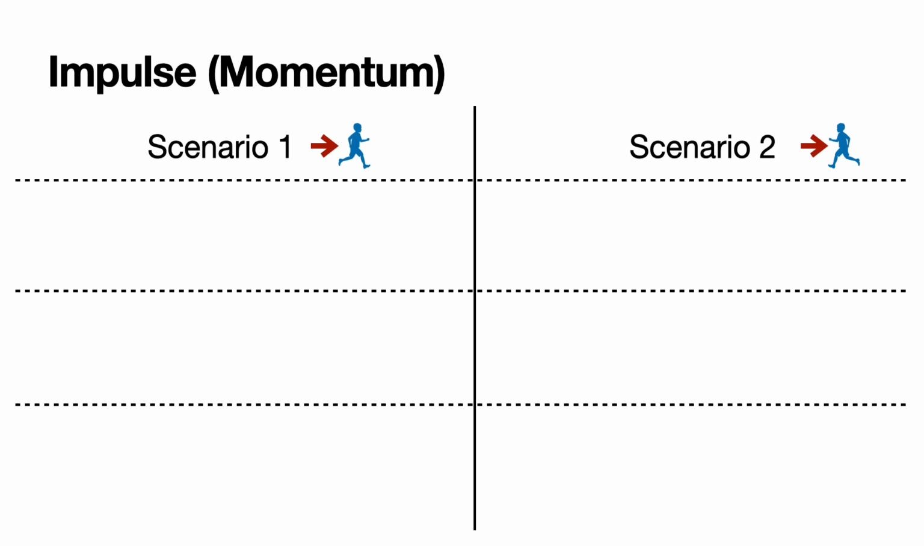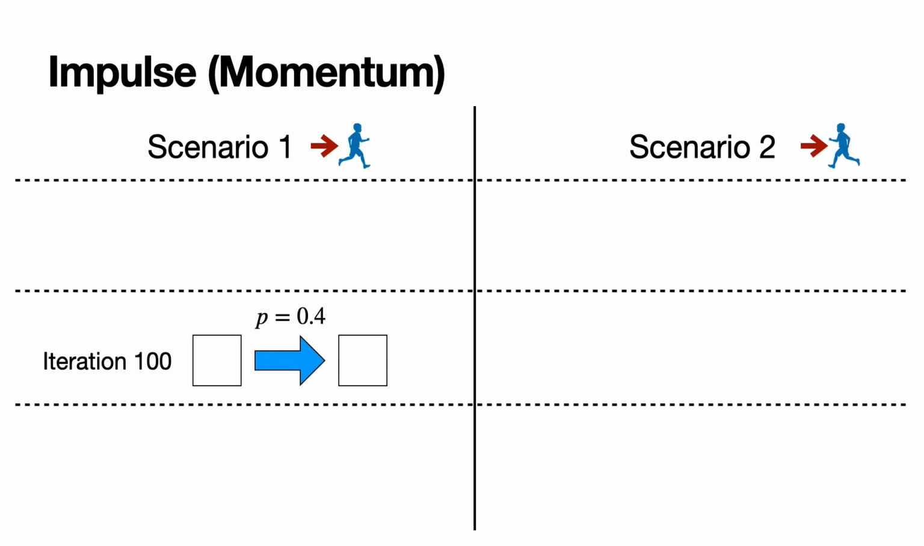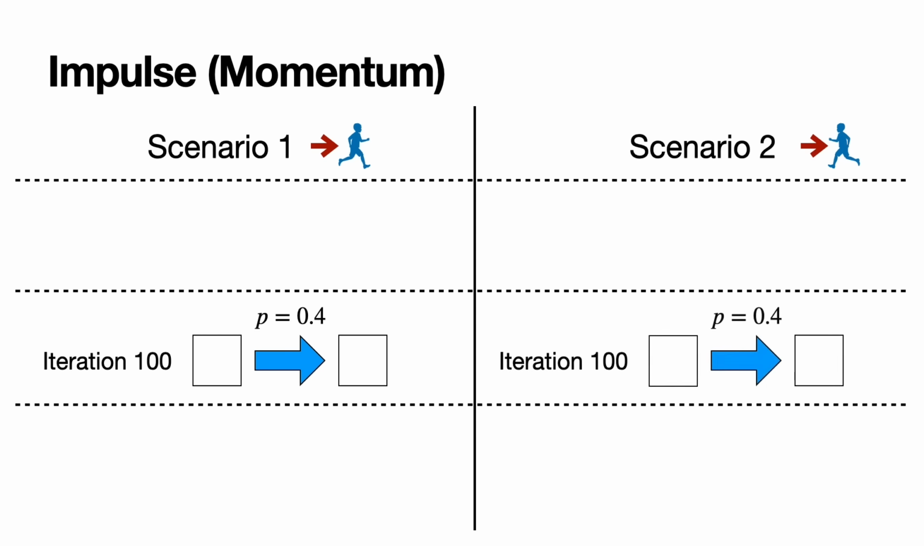So now, what do I mean exactly by increase or decrease the probability at a certain rate? Well, let's say that we're training the neural network and we are at iteration 100. At iteration 100, the policy tells us that going between the state on the left and the state on the right has a probability of 0.4. And that also happens in scenario 2.